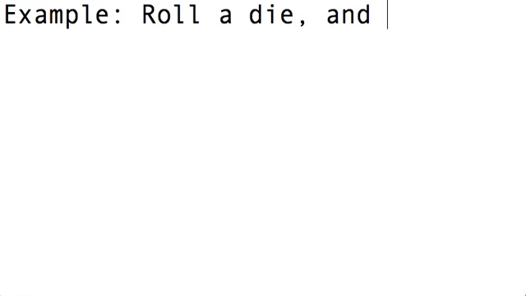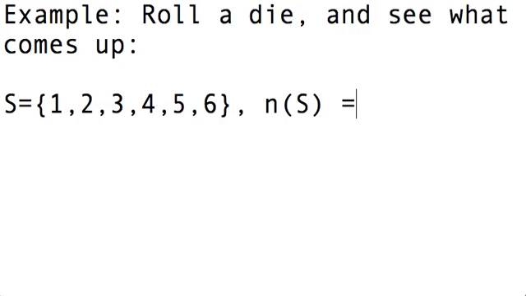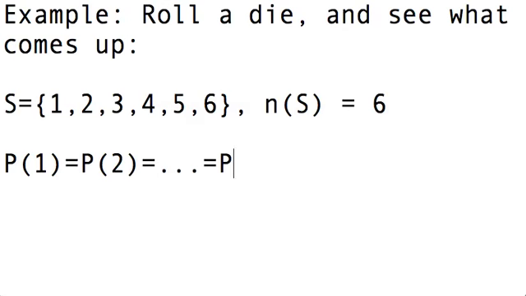Okay, so let's do some examples of working with the assumption of equally likely outcomes. First of all, let's suppose we roll a die and we see what comes up. So what are the possibilities here? A die is a cube that has the numbers 1 through 6 written on each side, so the possibilities are 1, 2, 3, 4, 5, and 6. That is my sample space. So the number of things in my sample space is 6. What is the probability of any of these numbers coming up then?